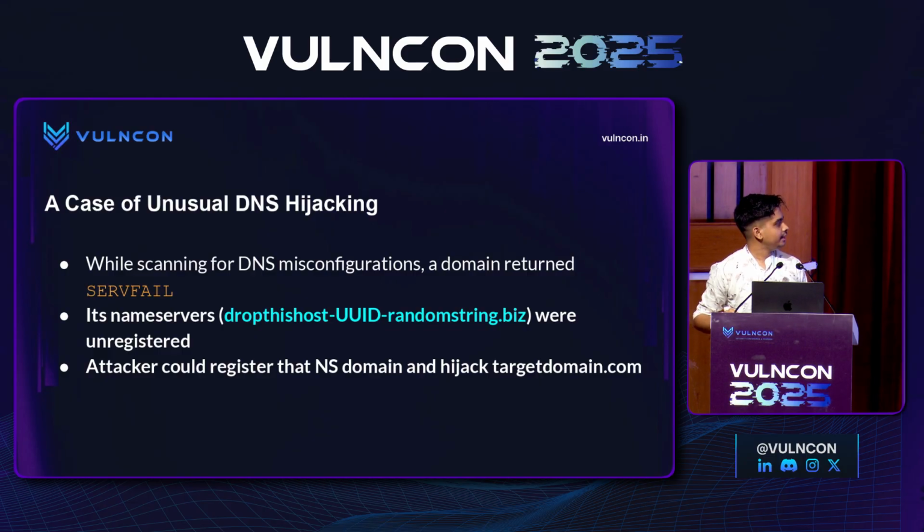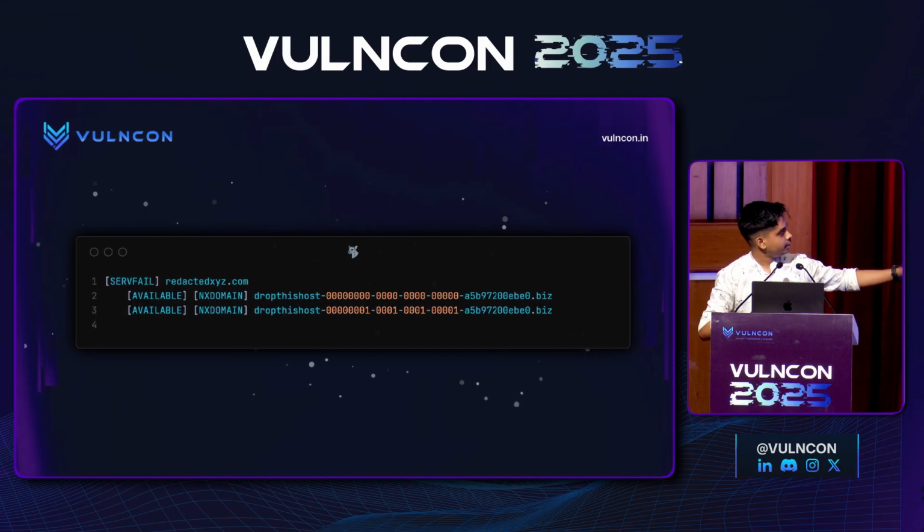Now, when I tried inspecting that particular domain, you can inspect the DNS resolution by appending the +trace option to your dig command. So it will look like dig followed by the domain name and then +trace. And when you hit enter, it will show you the entire DNS resolution path. So in this case, what I observed was, here you could see that my domain name was redacted xyz.com. It was returning SERVFAIL. And when I ran the dig +trace command, it returned these errors.